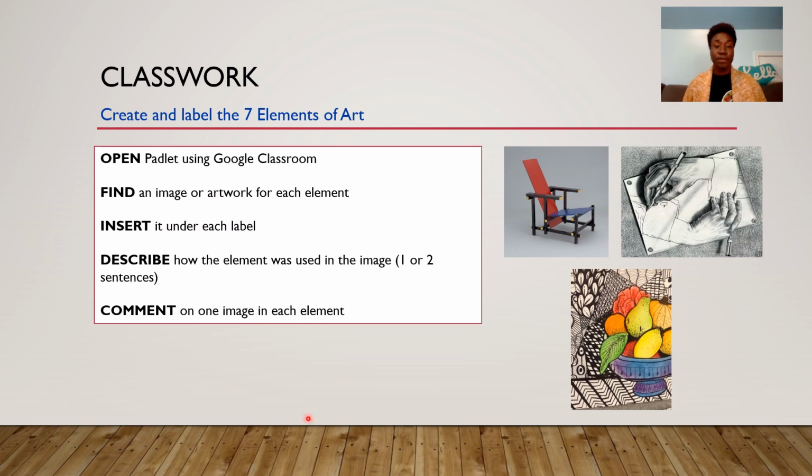Then for your classwork, you will find images, open Padlet from Google Classroom or whatever you're opening Padlet from if I send you a link. Find images for each element of art. So you should have 7 elements, and you're going to explain briefly how each element is being used. Then you're going to find another artist on Padlet and comment on one of the images that they use. So you should have 7 images, 7 descriptions, and 7 comments. When you're finished, they will all be uploaded on Padlet.